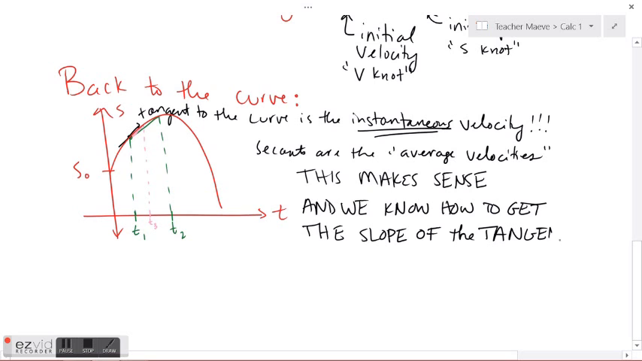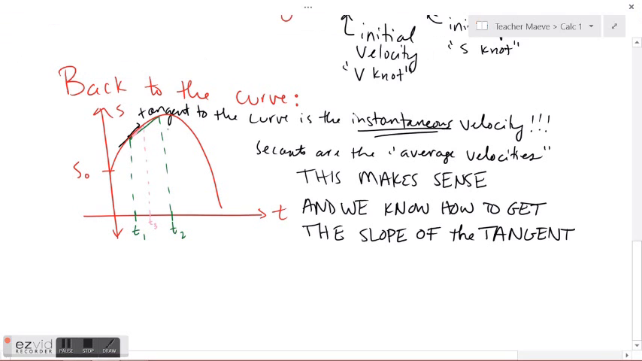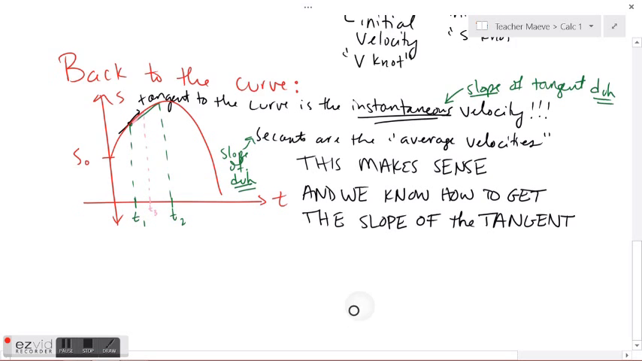So actually, let me fix my mistake up there. We really are talking about, it's not the tangent to the curve that is the instantaneous velocity, but the slope of that tangent line is the instantaneous velocity. Hope you picked up on that. And the slope of the secants are the average velocities, because again, it's the distance over the time, it's the slope.